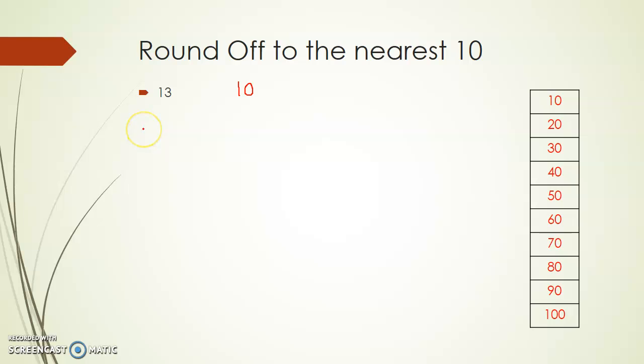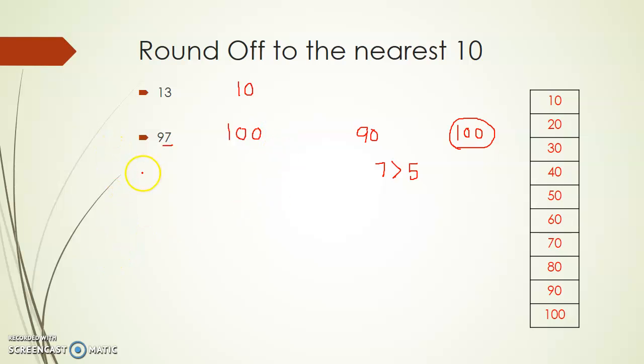Now let us look at another number, 97. 97 comes between 90 and 100. Now we look for the digit in the ones place. The digit in the ones place is 7. 7 is greater than 5. So round off to the higher value. What is the higher range here? It is 100. So we round this off to 100.